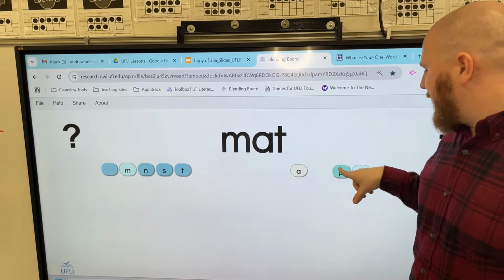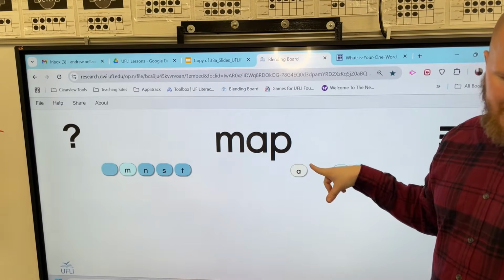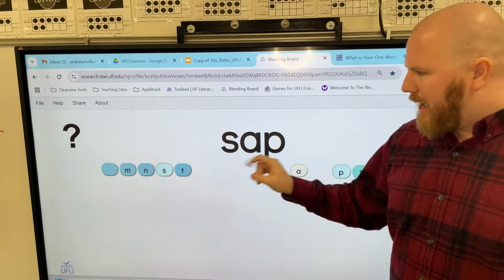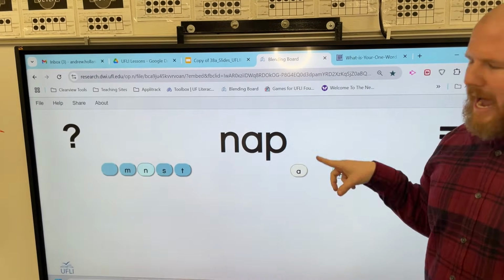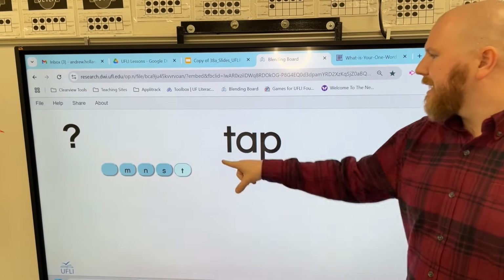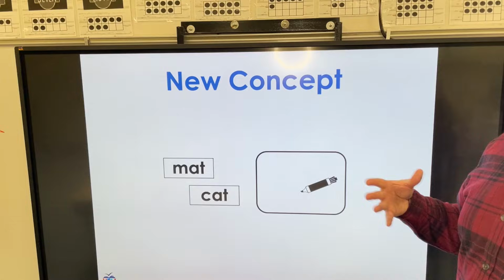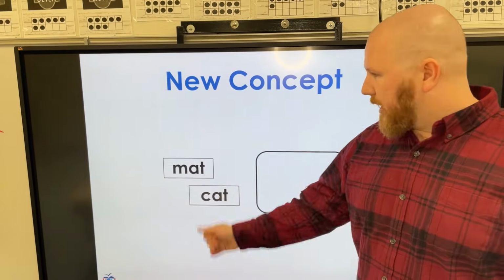mat? What about map? What about sap? And what about nap? And then the last one, tap. Very good. All right, now we're going to move on to our new concept. So let's take a look at that.